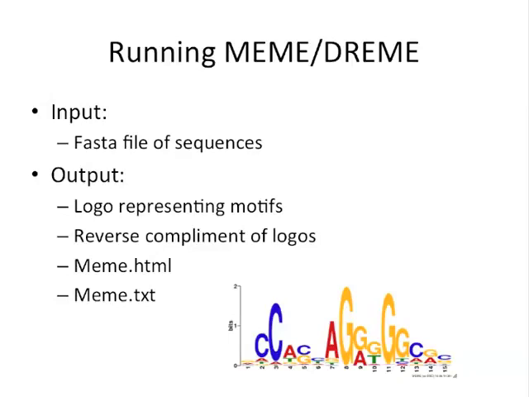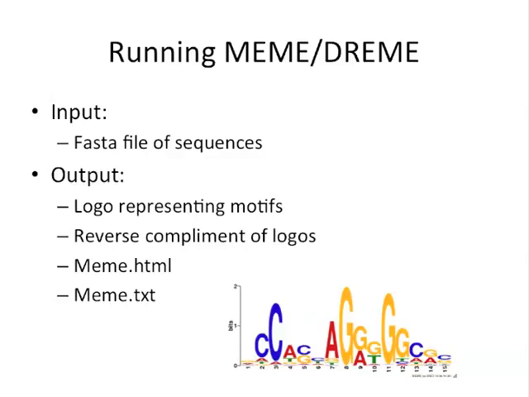It takes as input a fasta file of sequences. This is somewhat problematic because our output from MACS is actually a bed file, which doesn't contain any sequence. It's not a list of sequences. So the first thing that we need to do is convert our bed file into a fasta file that MEME can read. We'll go over that in the terminal.